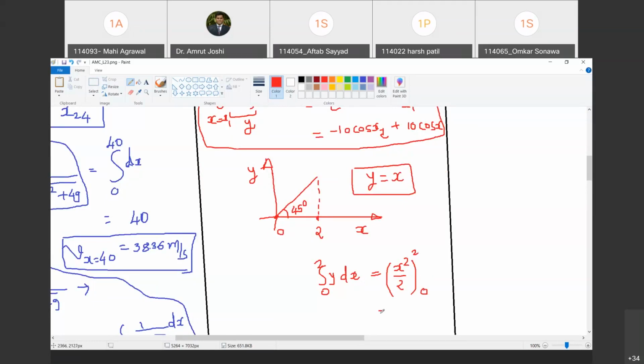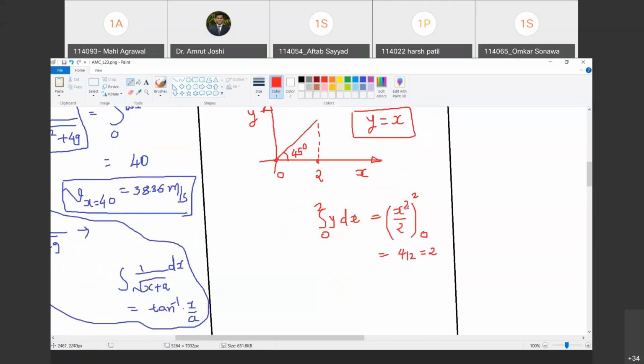Chalo, tell me, how much is that? 4 by 2? Yes, sir. That is 2. Are you with me? Yes, sir. For time being, tell me what is the area under this curve? Half into 2, sir, 2 into 2.